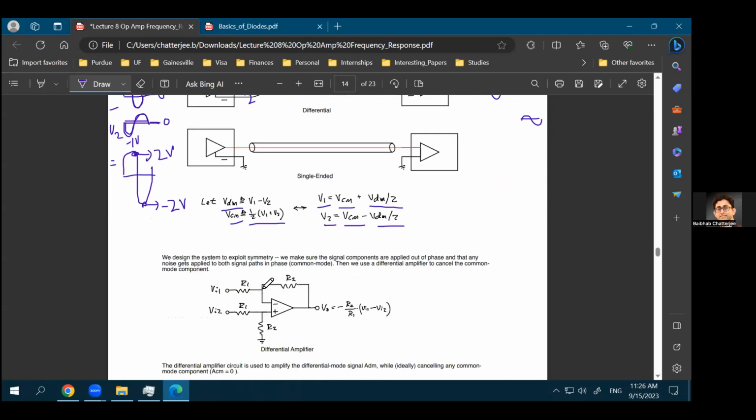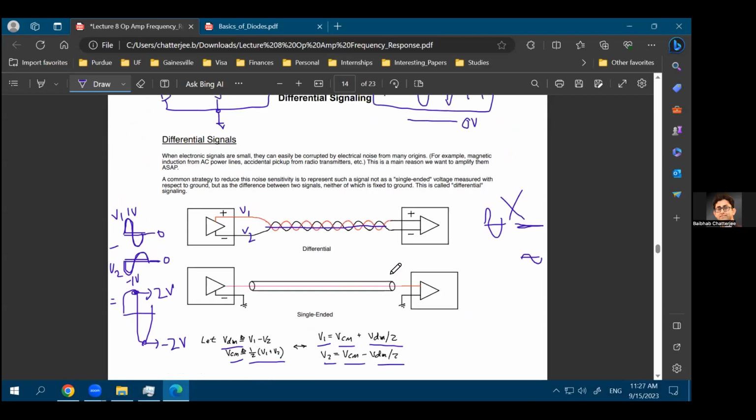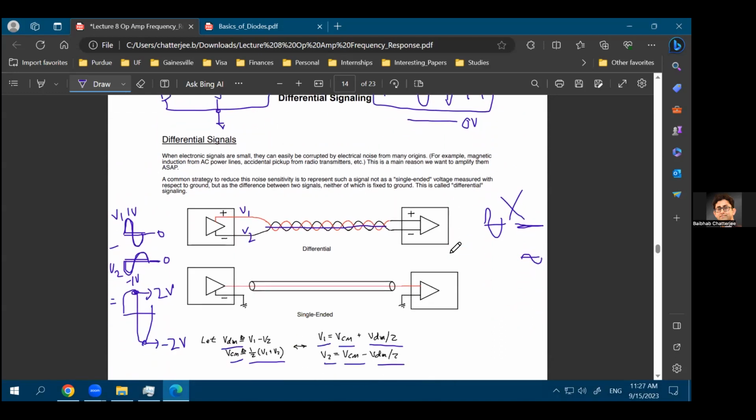Questions? Practically speaking, why would you use differential signals over single-ended signals? Great question. The main reason, and that's what I was coming to next, is that in most of your circuits, let's say you're building a circuit on a breadboard, there would always be noise, there would always be interference.